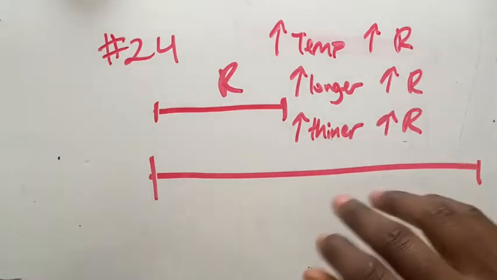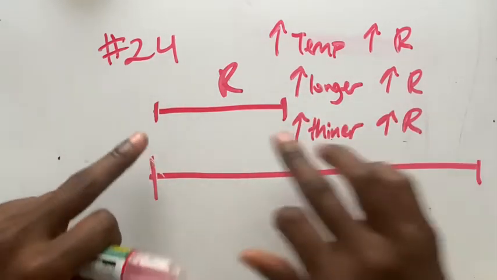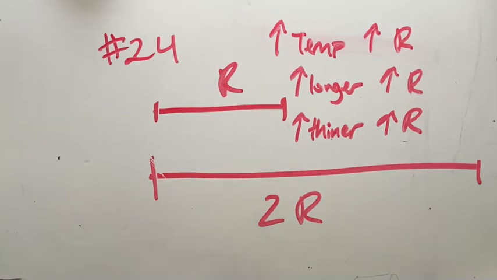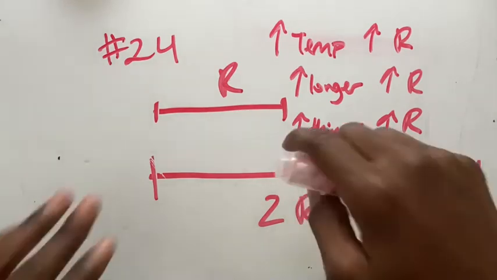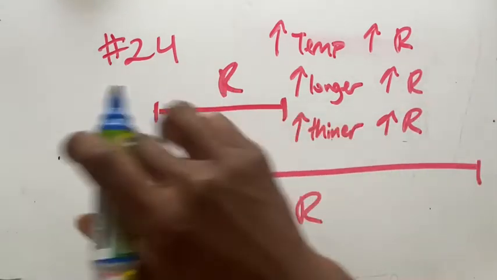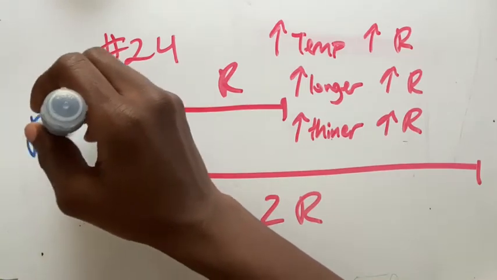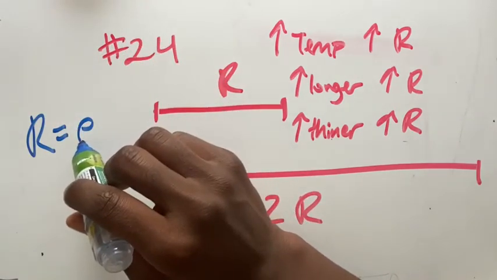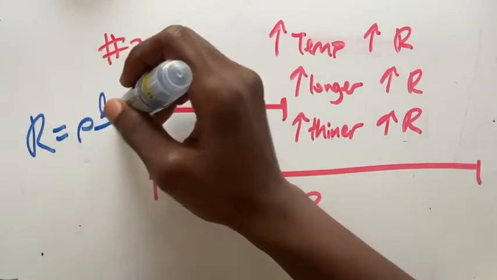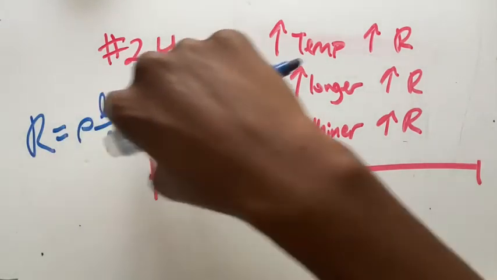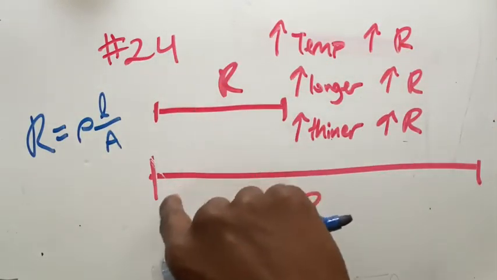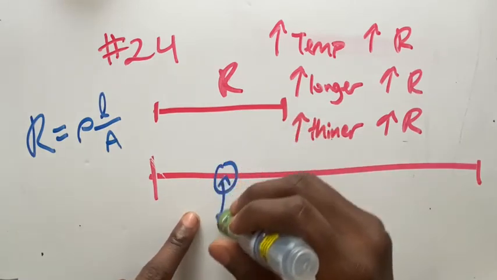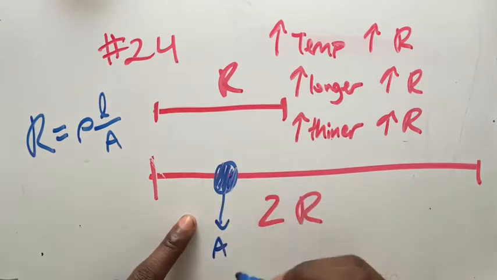So here, if we double the length, basically that also doubles the resistance. And if you like equations, the equation that would prove that is this equation: resistance equals rho, which is resistivity, times L divided by A. Where L is the length of the wire, and A is the area of the wire. Not how long it is, but the area. So if this were a circle, it would be that area there. That's what A would be.